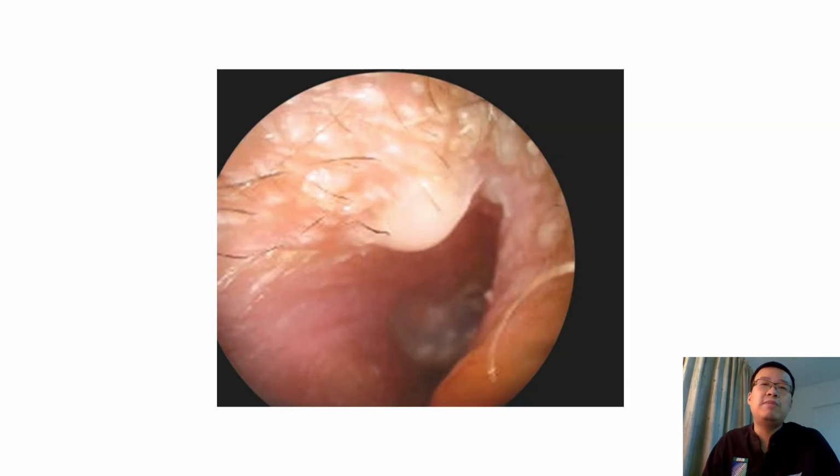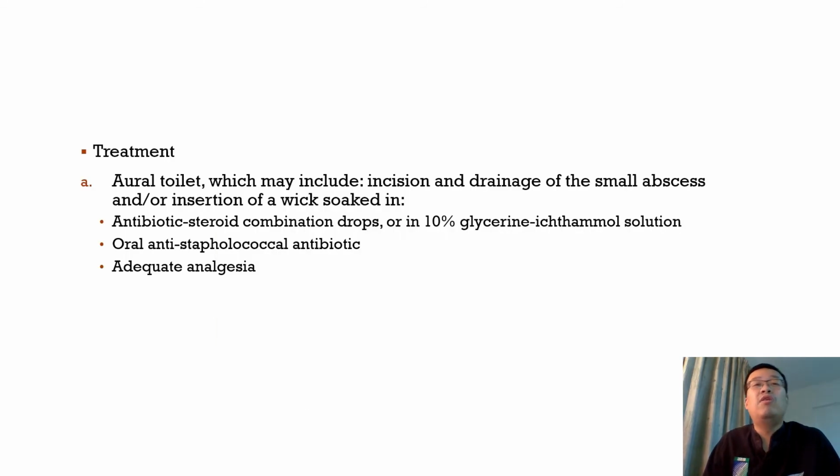So you can see this is the image. This looks like a boggy swelling, a furunculosis on the superior part of the external auditory canal. So you need to do aural toileting. Of course, if there's an abscess, you need to drain it. And you will need to insert a wick because naturally it's going to be edematous, inflamed, and a narrowed external auditory canal. You instill antibiotic steroid ear drops or glycerin ichthammol solutions. You need to give oral anti-staphylococcal antibiotics like cloxacillin. Adequate analgesia needs to be given for the patient.